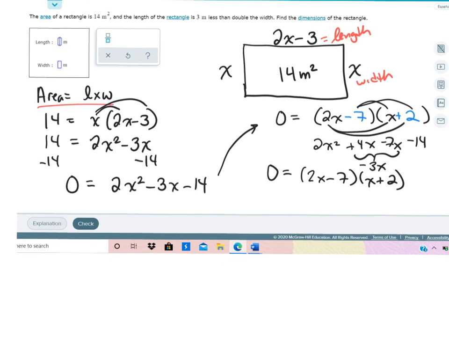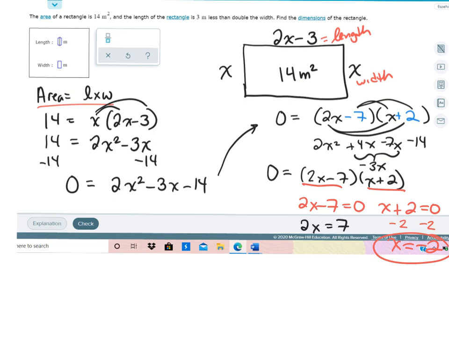This is where we take each factor. So we have two factors, and we set them equal to 0. So 2x minus 7 equals 0, x plus 2 equals 0. So if I solve the right one, I'm just going to subtract 2, so x is going to equal negative 2. We'll talk about that in a second. If I solve the other one, I'll add 7, so 2x equals 7. And then I'll divide both sides by 2, so x equals 7 over 2.